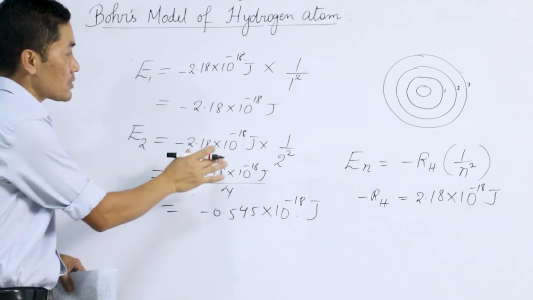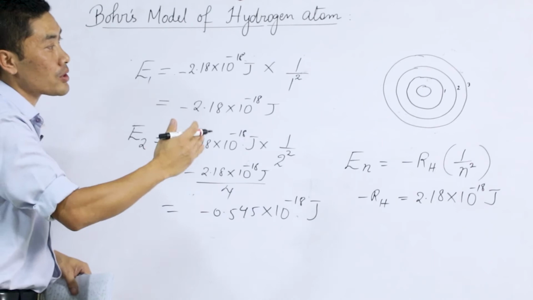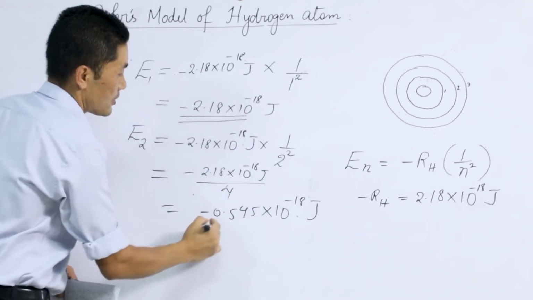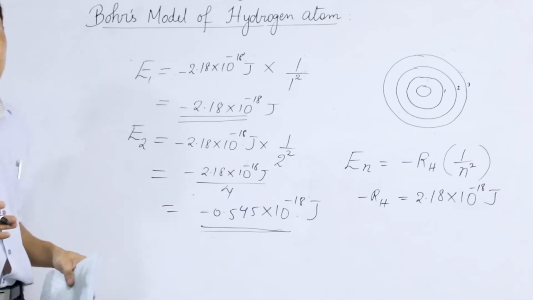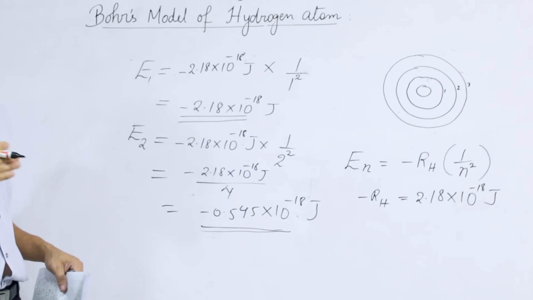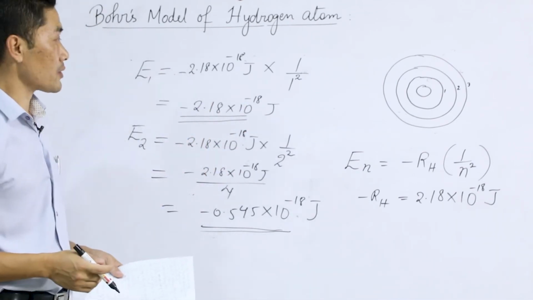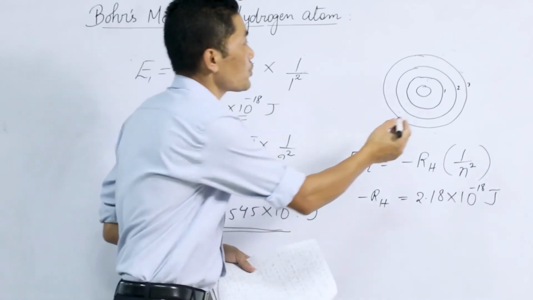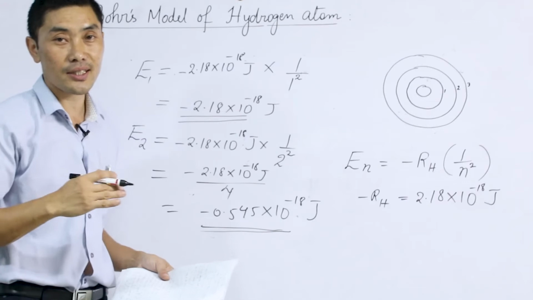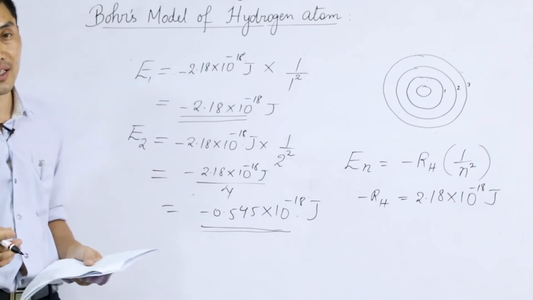Now, if you just see these energies of the different orbits, you will find that as we go out of the nucleus, the value becomes less and less negative. That means the energy is increasing. Least negative means the energy is increasing. So those orbits which are nearer to the nucleus will have lower energy, while those which are further away from the nucleus will have higher energy.